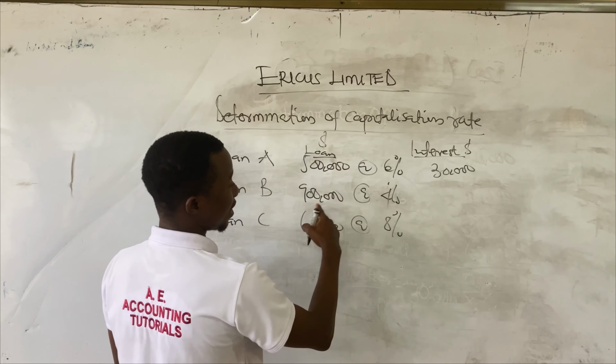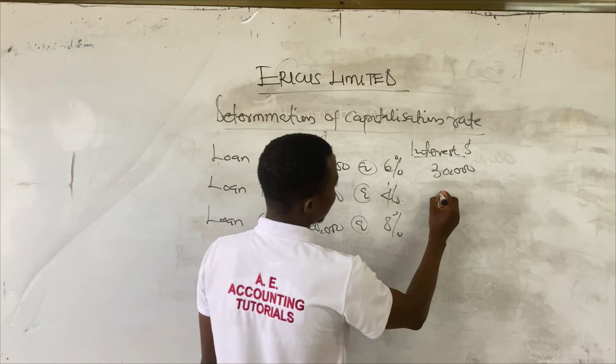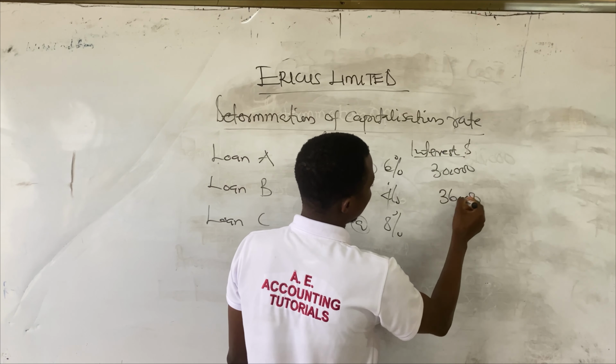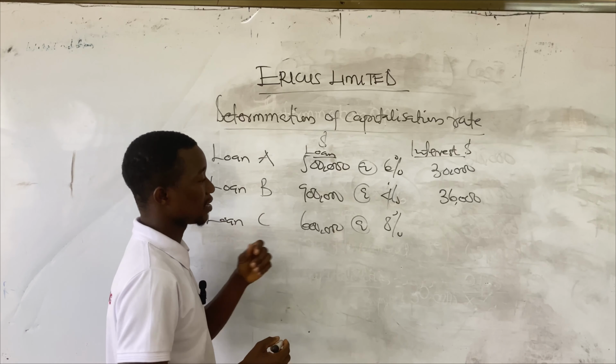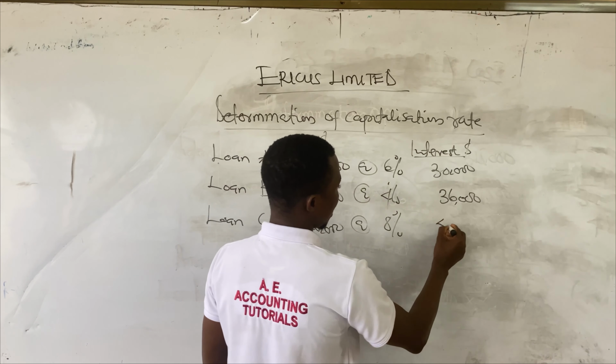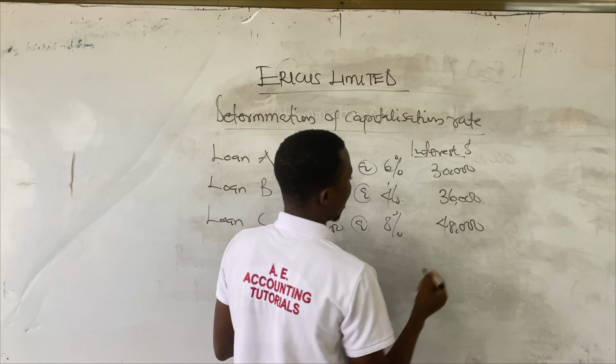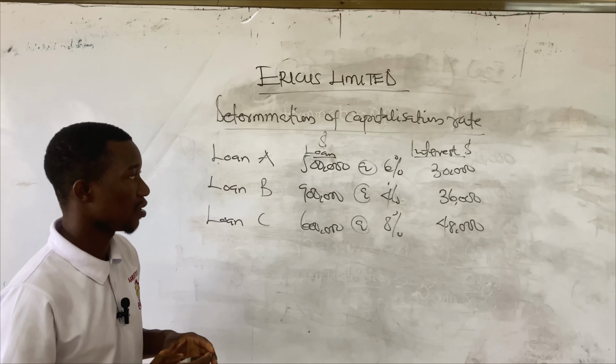The same way when we apply this on this, we will get 36,000 as the interest. We want to determine the capitalization rate. We multiply this by this, and we will also get 48,000. I've explained this concept already, okay?